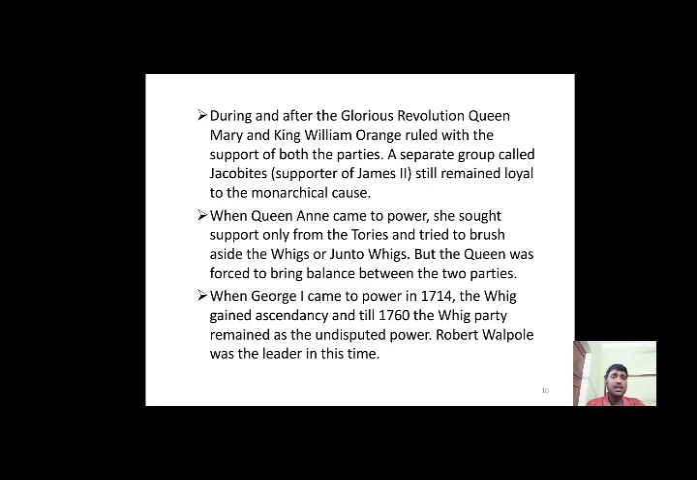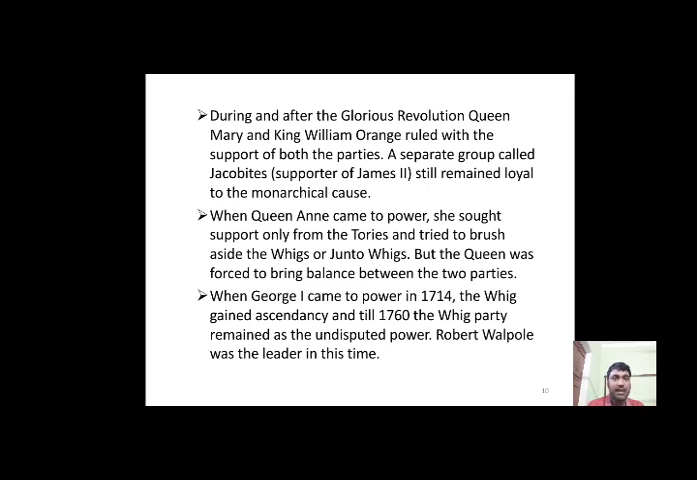Junto is actually a faction within the Whig party, and in modern day politics also we have many factions within a political party. If you look around, you will find it. So Junto party is a faction within the Whig party, and this Queen Anne did not seek support from the Whig party initially, but later on she was forced to bring a balance. Now, when George I came to power in 1714, the Whigs gained ascendancy.